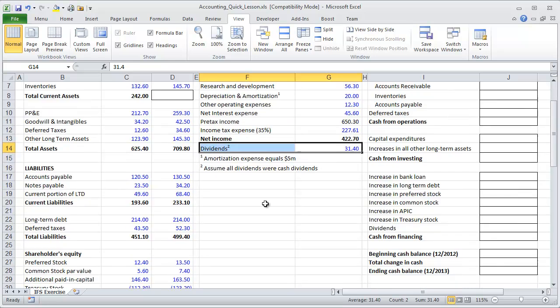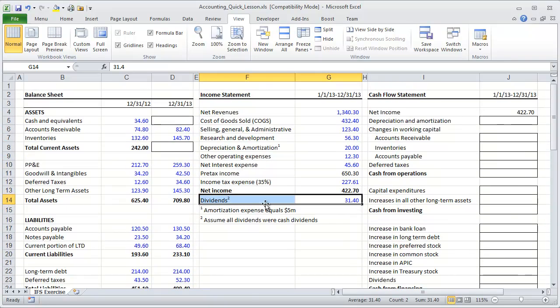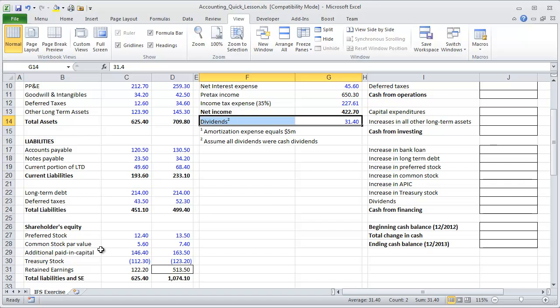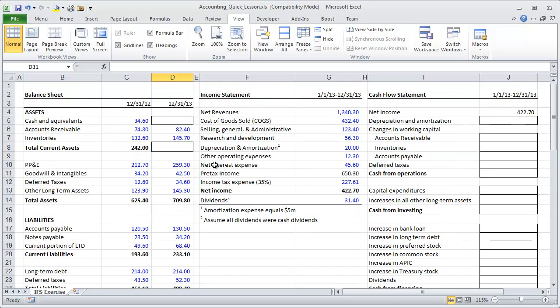So let's get started. I'm going to clear out this old vestige of an answer. We need to figure out what retained earnings are. We need to figure out what cash and current assets look like.